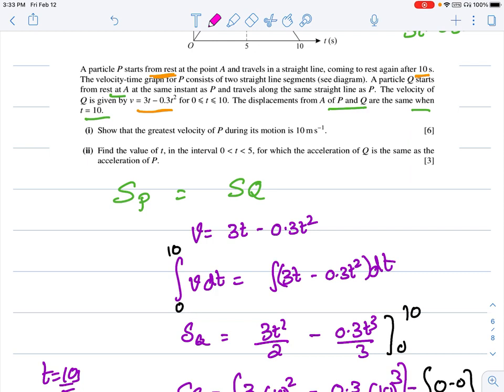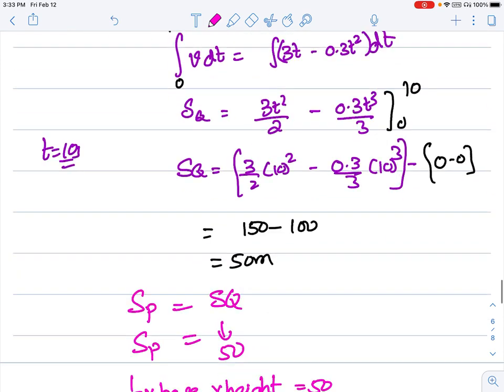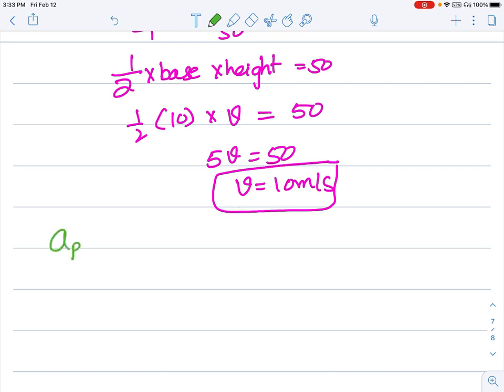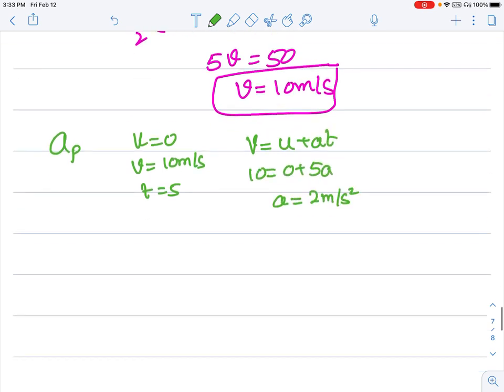Find the value of t in the interval 0 to 5 for which the acceleration of Q is the same as that of the acceleration of P. So first of all, 0 to 5 seconds. So this part, what is the acceleration of P? For acceleration of P, 0 to 5, initial velocity is 0, final velocity just now we got 10 meters per second, time is equal to 5 seconds, so I use v is equal to u plus at. From there 10 is equal to 0 plus 5a, a is equal to 2 meters per second squared. So this only will be the acceleration of Q too. Acceleration of Q is also equal to 2 meters per second squared.